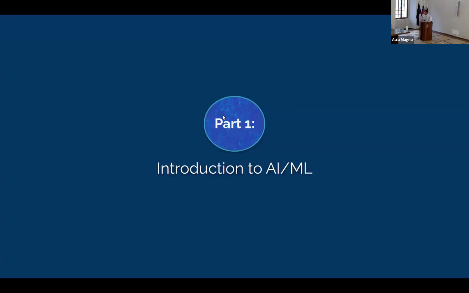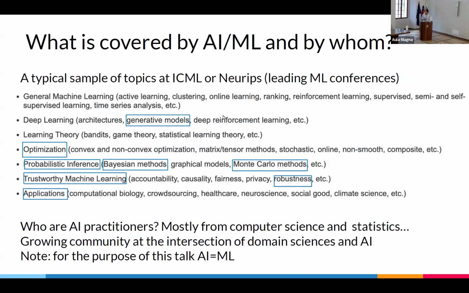All right, so let me start with an introduction to AI, but I'll go quickly through this. Just a quick example of what AI is and what the topics are that are discussed at typical machine learning conferences. For example, you have generative models that people have talked a lot about these days. You will have optimization, probabilistic inference, Bayesian methods, Monte Carlo methods, trustworthiness, robustness, and applications. I'll try to cover most of the things that are in squares in this talk. Now, the AI practitioners are mostly from computer science and statistics.